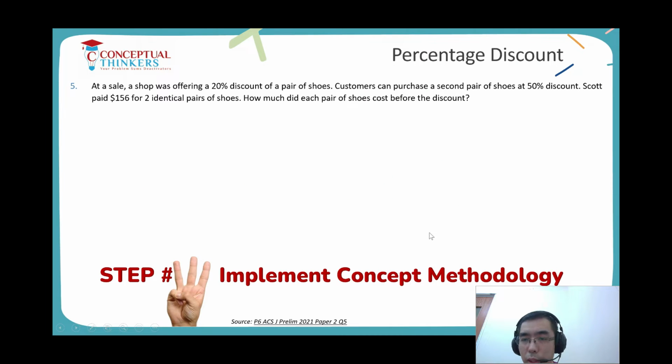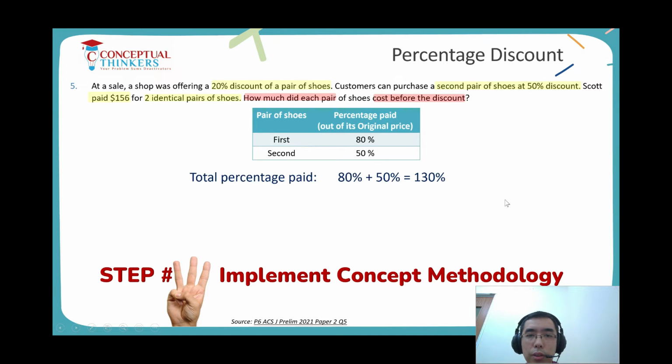Next, we need to implement, basically doing out the steps. So first, we calculate what is the total percentage paid. By taking 80%, which is the cost of the first pair of shoe, plus 50%, which is the second pair of shoe, we'll get a total of 130%. So the total amount paid after discount is $156 based on the question. So we know that 130% will give $156.